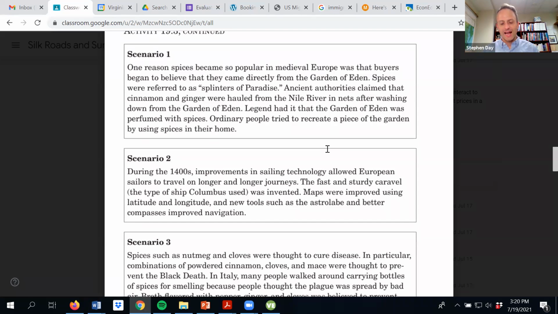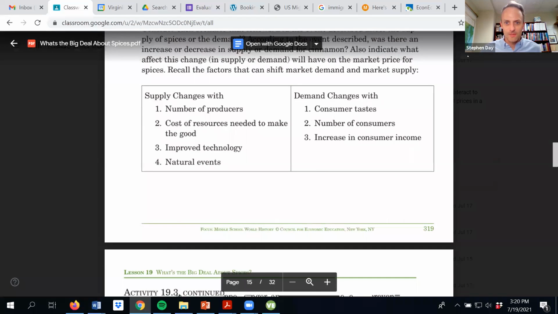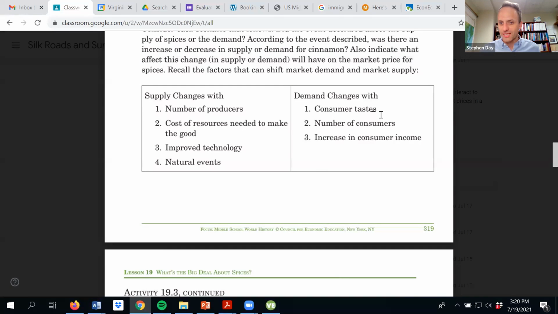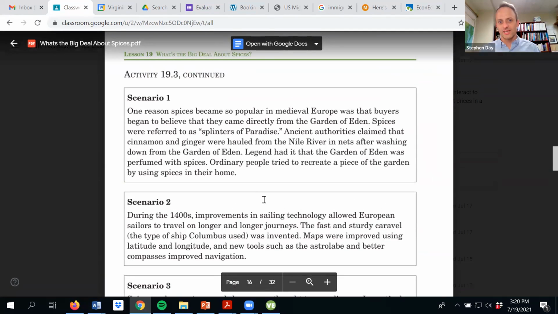Is this more of a thing that has to do with, now let's go back up to our determinants, okay? Is this having to do with consumer tastes, number of consumers, or income? Or does it have to do with the number of producers, the cost of resources, the technology, or natural events? I would say consumer tastes, so demand. Yeah, that's going to be the right answer. That's going to be consumer taste.